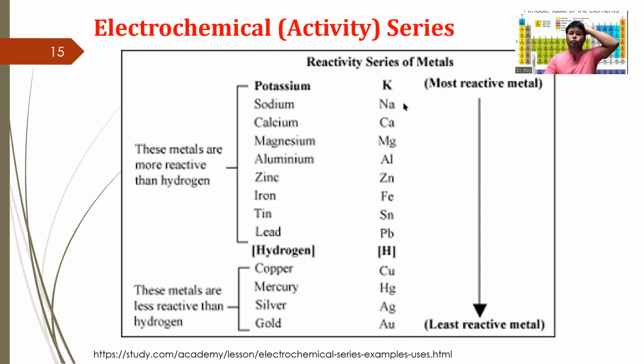That means how fast or how efficiently one element, one atom or one metal can donate electrons compared to others. That is the reactivity series. If we arrange all the elements according to their capacity to donate electrons, that is known as the electrochemical series or reactivity series.